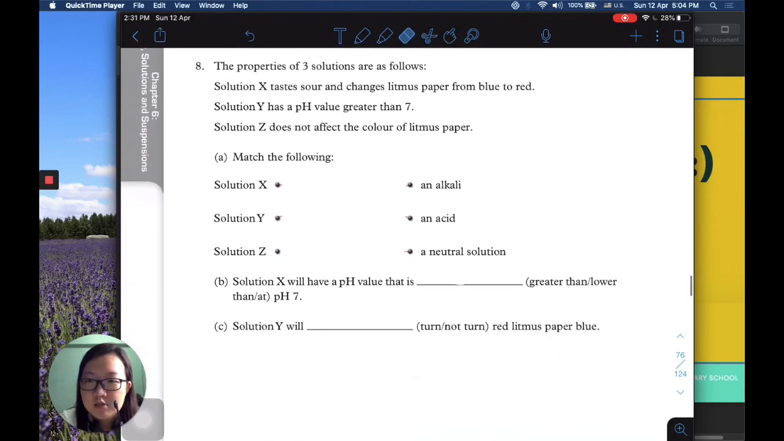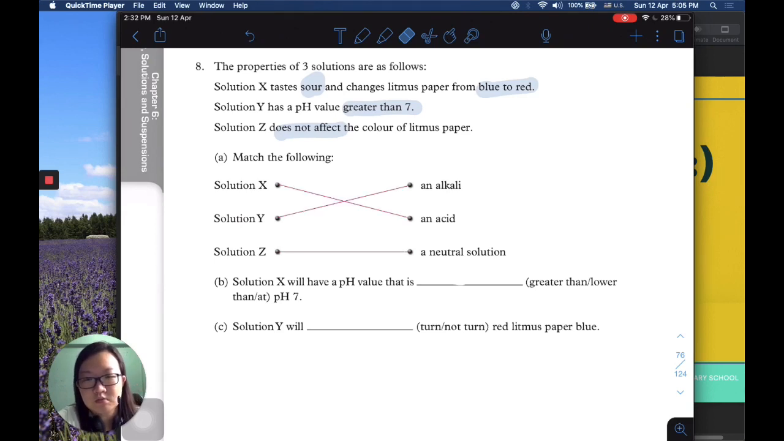Okay, question 8. The properties of 3 solutions are as follows. You have solution X, which tastes sour and changes litmus from blue to red. Solution Y has a pH value greater than 7. Solution Z does not affect the color of litmus. Part A, you're supposed to match. So the answer is as follows.